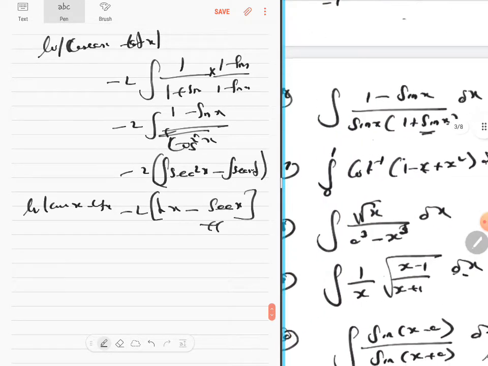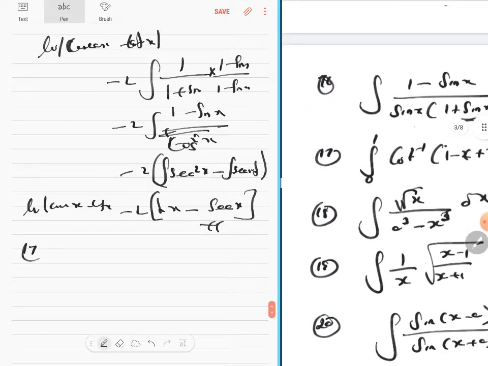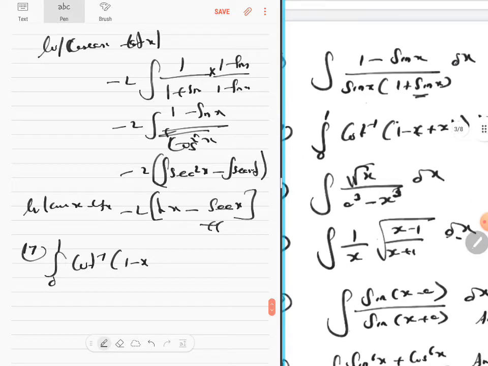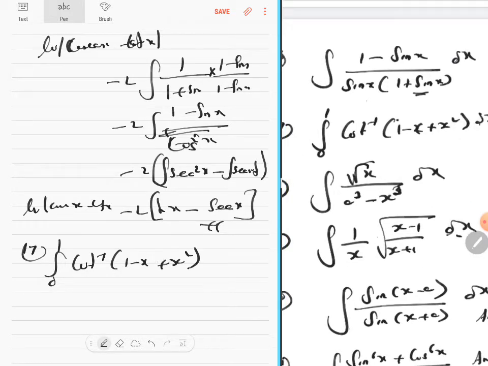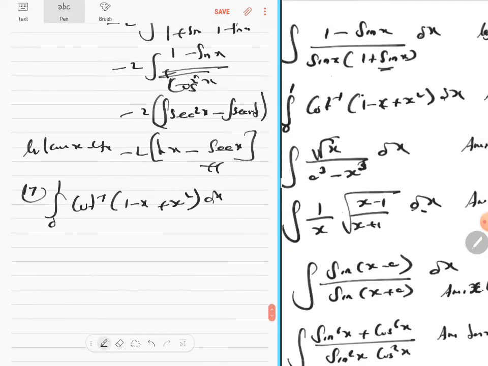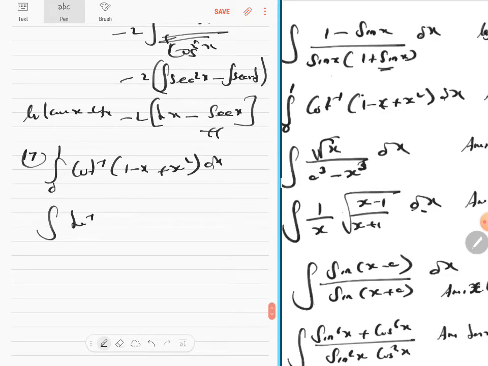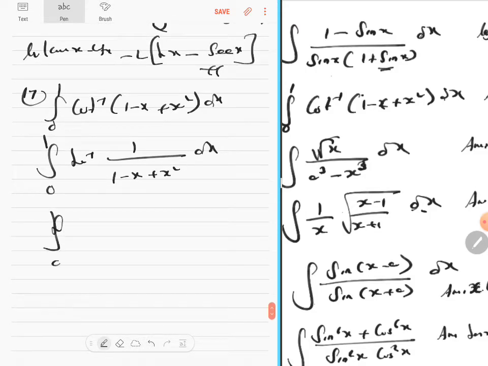Let's go to the next question, which is the 17th one, integral from 0 to 1 of cot inverse of 1 minus x plus x square into dx. So this can be written as tan inverse of 1 by 1 minus x plus x square into dx, 0 to 1. This can again be written as 0 to 1 tan inverse of 1 by 1 minus x into 1 minus x dx.